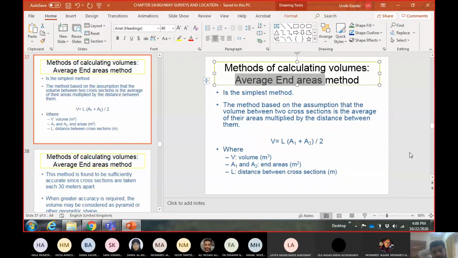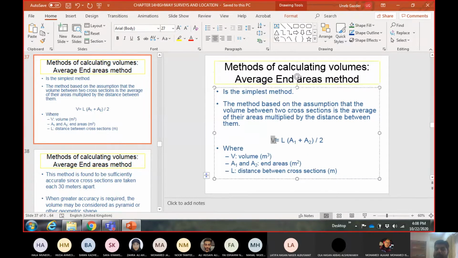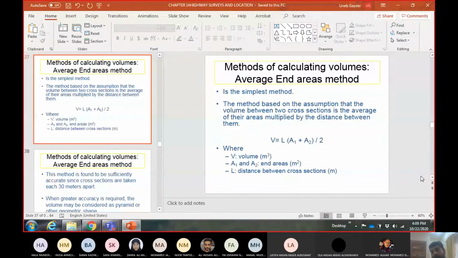We use the equation known as the average end area method equation, which you can see here. V is the volume of the earthwork we are trying to calculate. A1 is the first area at the beginning of 30 meters. A2 is the second area, at the end of 30 meters, and L is the distance between A1 and A2. As I said, 30 meters is the normal case, but L can be 10, 20, 15, whatever. So we have two areas, one at the beginning of L, one at the end of L. You put them in this equation, multiply with L, and you get the volume.